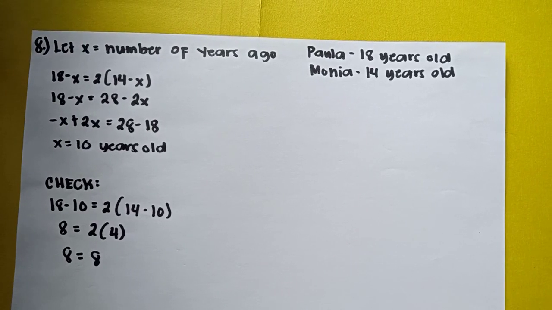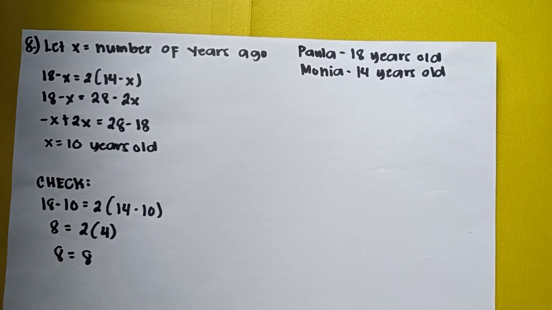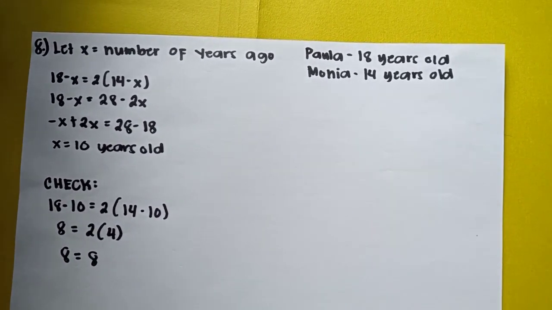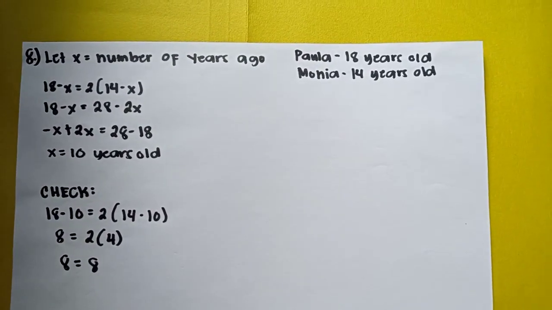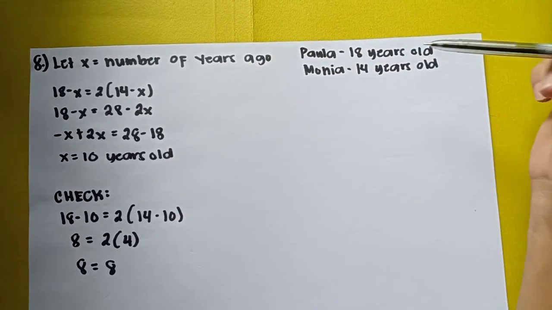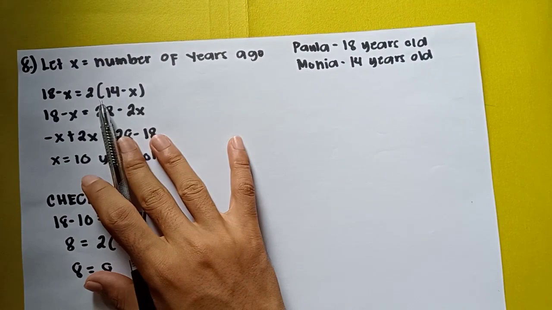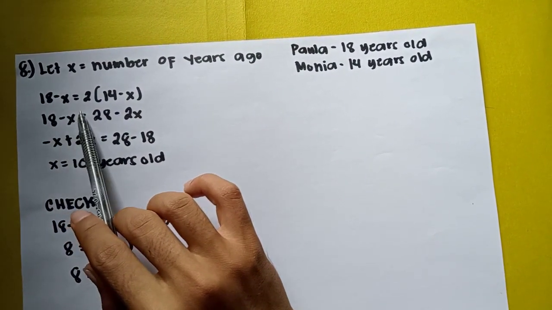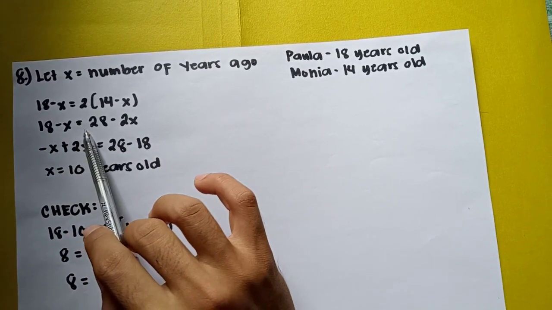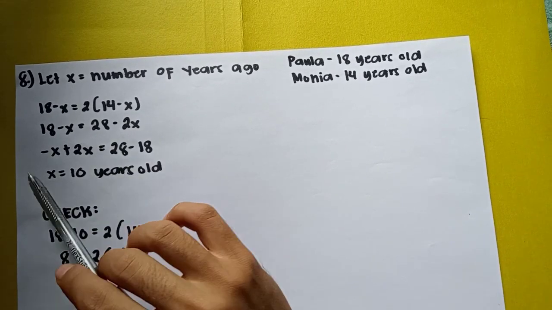Problem number 8. Paula is now 18 years old and her colleague Monica is 14 years old. How many years ago was Paula twice as old as Monica? So let X be the number of years ago. Again, Paula is 18 years old and Monica is just 14 years old. So 18 minus X equals 2 times 14 minus X. 18 minus X equals 2 times 14 is 28. 2 times X is 2X.